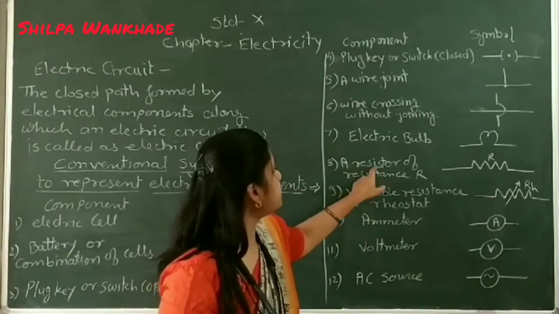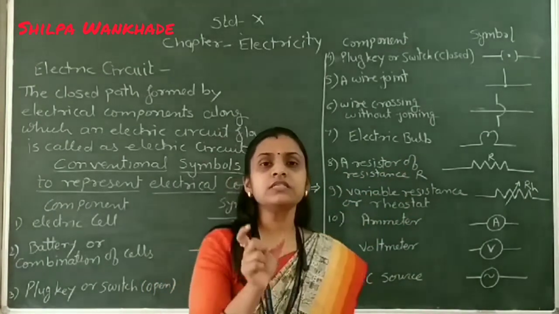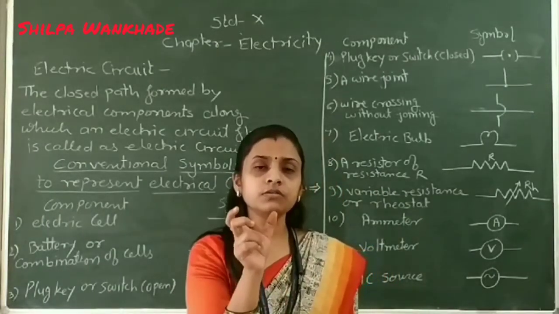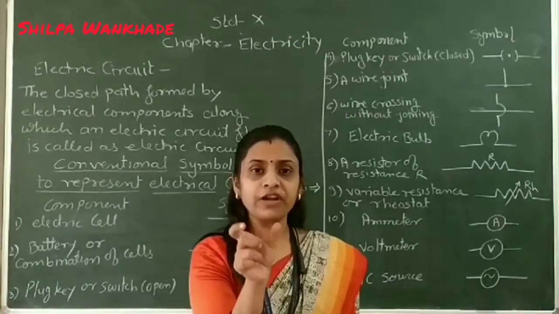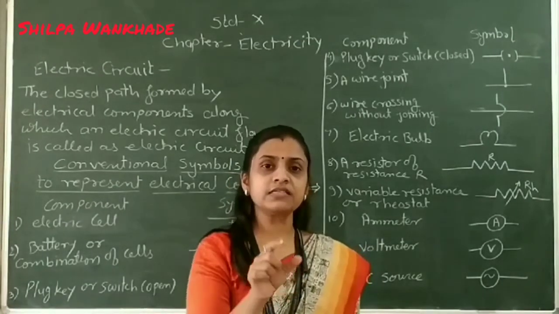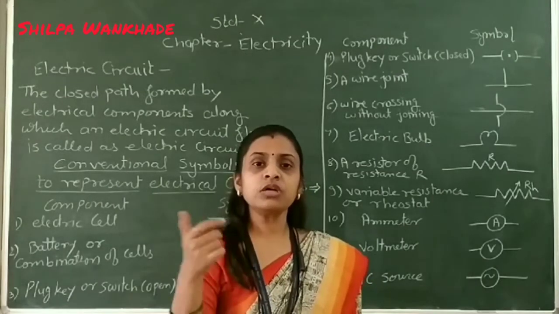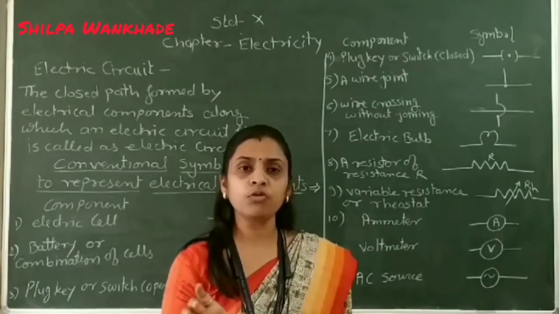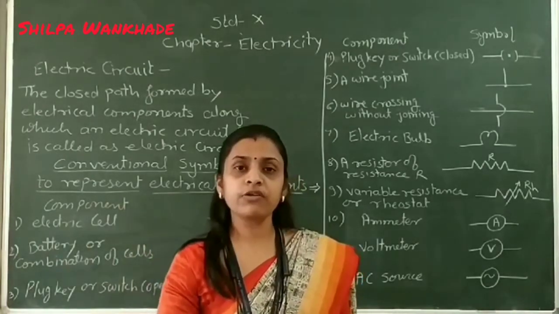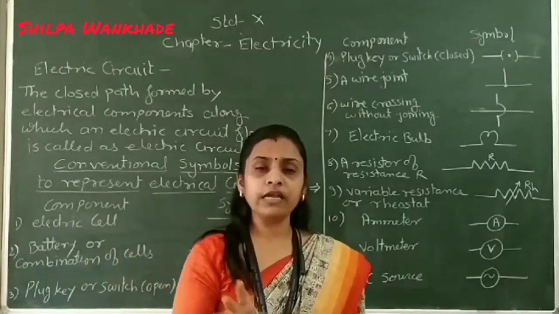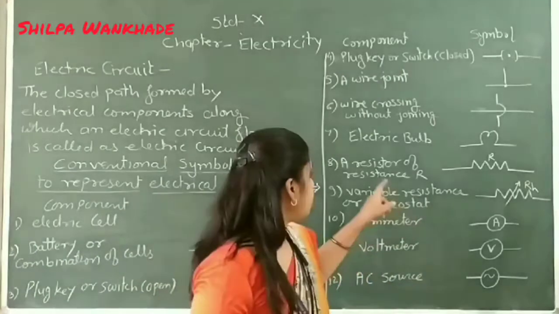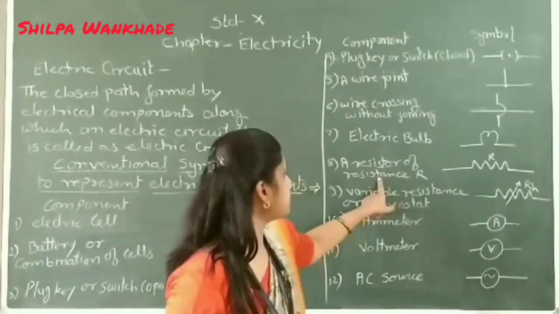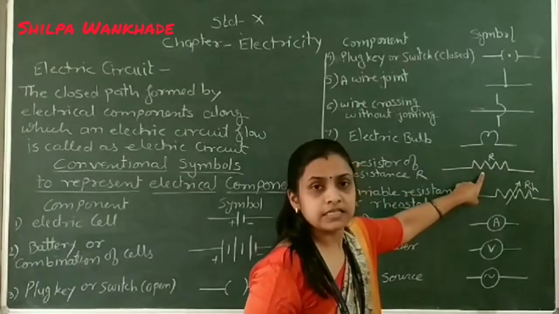Then a resistor of resistance R. Now a resistor is a component which has a specific, perfect value. For example, 1 ohm. So that resistor has only 1 ohm. If it is 1.5 ohm, then that resistor has the value 1.5 ohm only. It cannot be more than 1.5 ohm. So a resistor is a component which has a specific value, and this resistance is denoted by such a symbol.